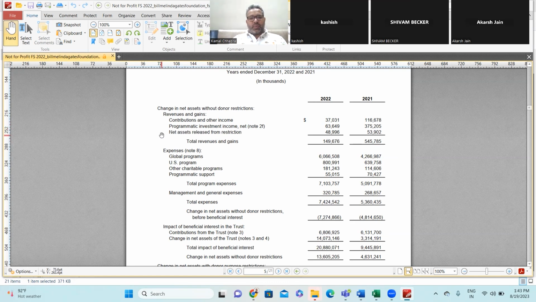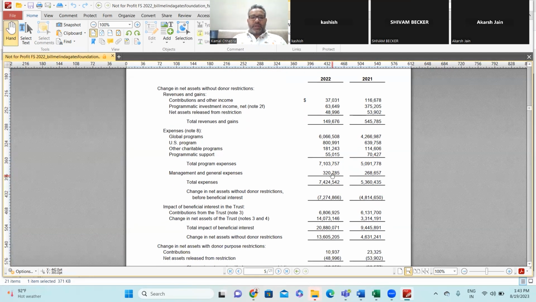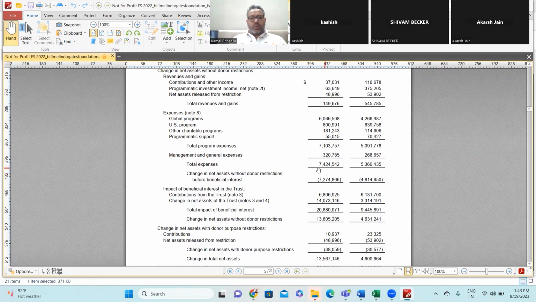So just mark this one, net asset released from restriction. We'll be discussing that. Next is your expenses: your global program, US program, other charitable program, or programmatic support for which you have specific investment. Then you have management and general expenses to maintain and manage your NGO, that's your total expense.